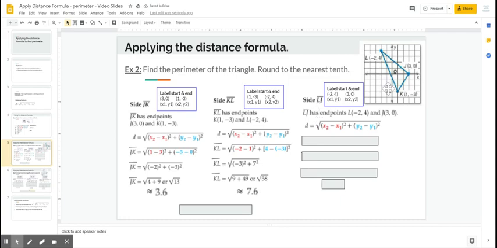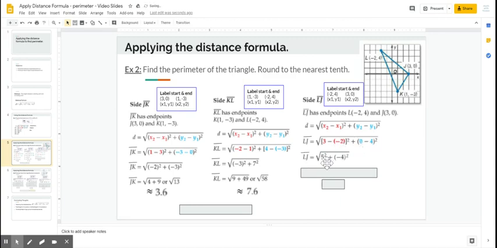Now side LJ is our last side, which is this. You take your points, make sure you label them. So L is negative 2, 4, J is 3, 0, and then x1, y1, x2, y2, and then you plug them in. So if we plug them into the formula, we have 3 minus negative 2 on this side, and on the other side is 0 minus 4.